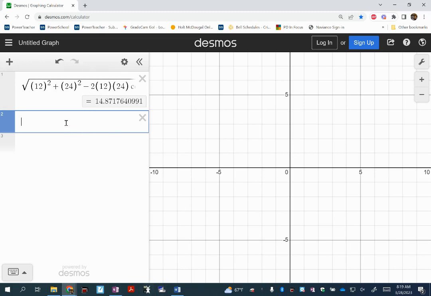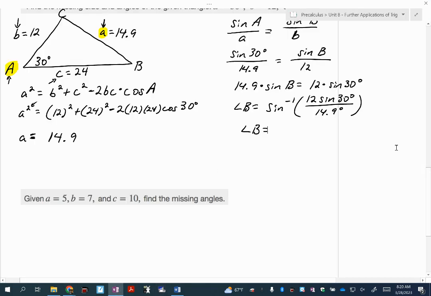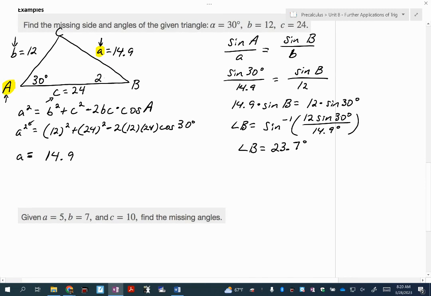So I'm going to type in sine to the negative first power, and my fraction is going to be 12 times the sine of 30 degrees over, and again, you have options here. Type in 14.9, or you could type in this whole thing or copy and paste that whole thing. And you get 23.7 degrees. Again, if you get 23.8 or 23.6, I'm not going to be worried about that on the test. All right, now we're almost done. That's angle B, 23.7 degrees.